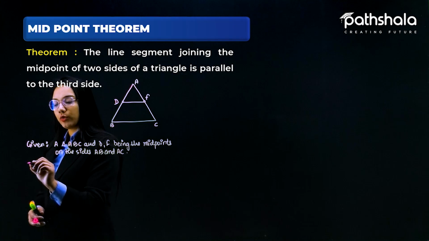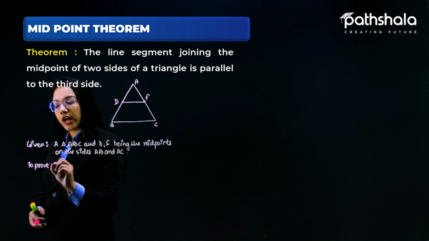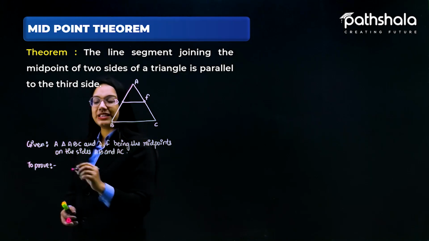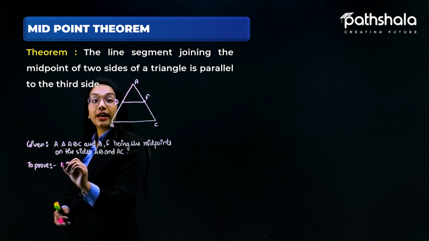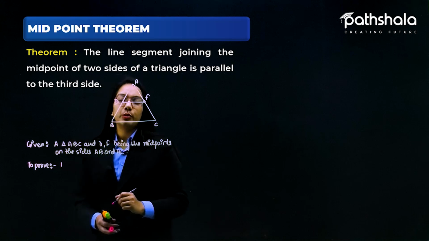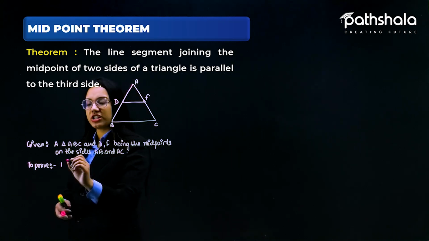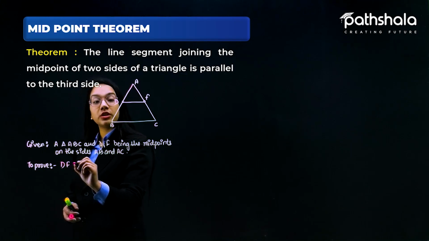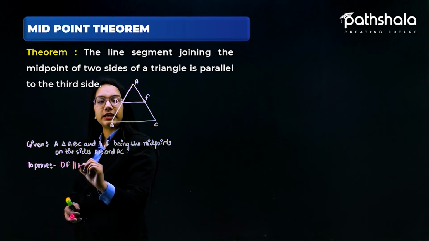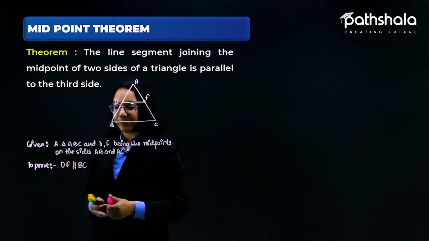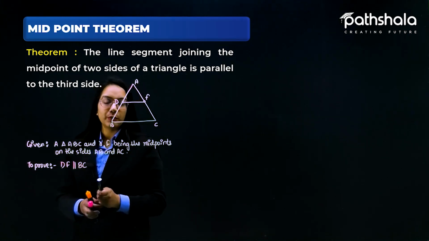Now, what we have to prove is that the line segment joining the two midpoints is parallel to BC. So we have to prove that DF is parallel to BC. We have to show this particular fact.